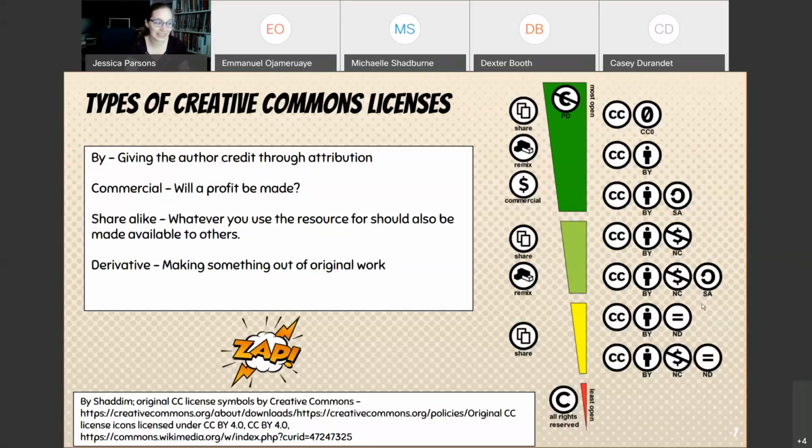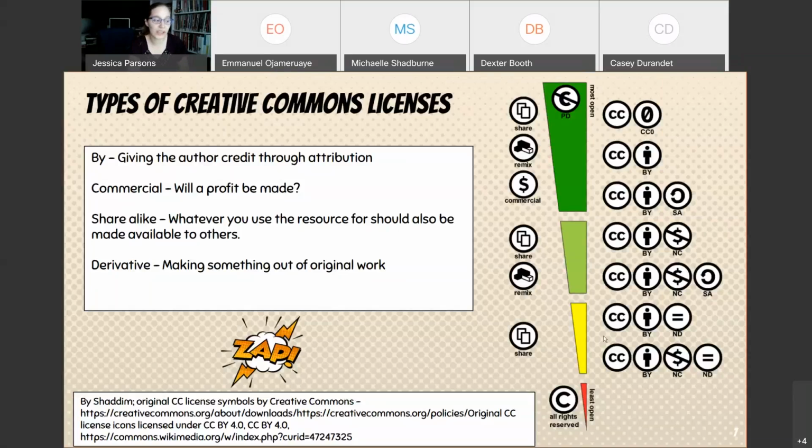The next license combines what we've seen before. It says that it's under the Creative Commons. We see that BY, so we know that we have to give attribution. We see that non-commercial, so we know that we can't make a profit from this. And we see that share alike, which means that I have to make sure that whatever I create with this material is open and available to anybody else who wants to do the same thing I did.